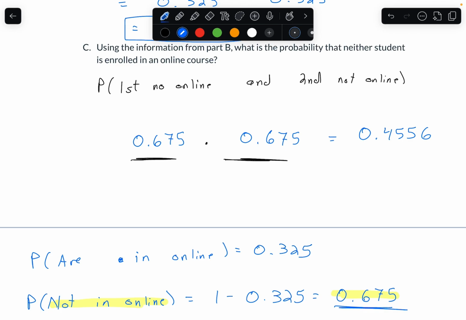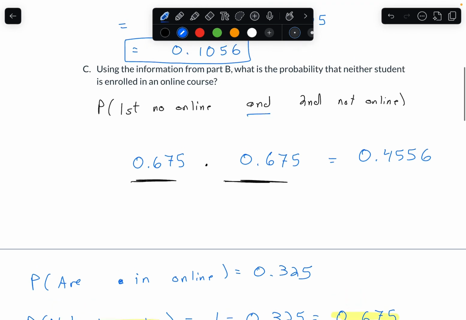So in general, when we're looking for these AND probabilities, we are almost always going to be multiplying. Really, the only exception I can think of off the top of my head is if we're working with a contingency table, but if we are given a probability like this, we are most likely going to be multiplying some of these probabilities together.